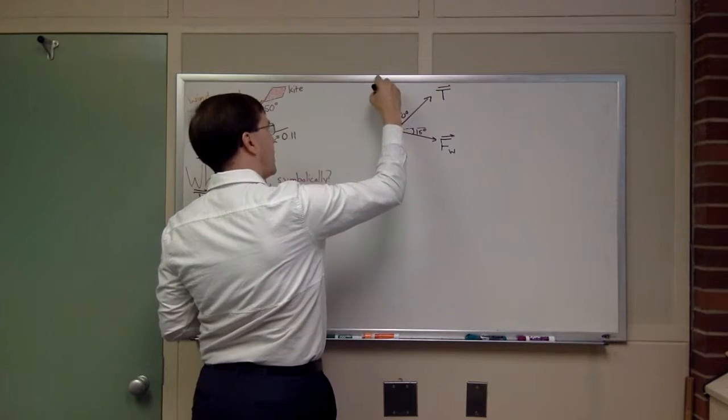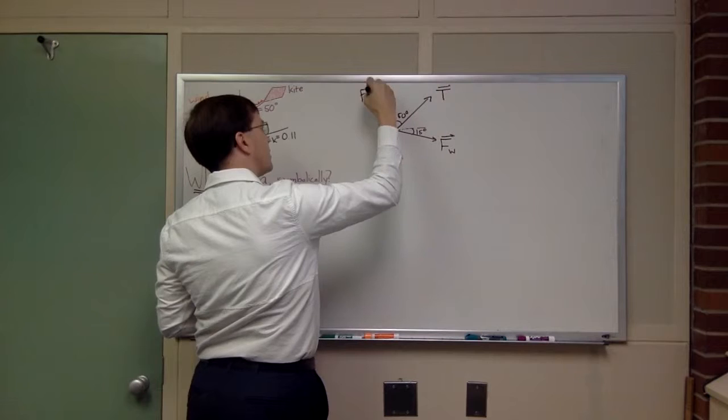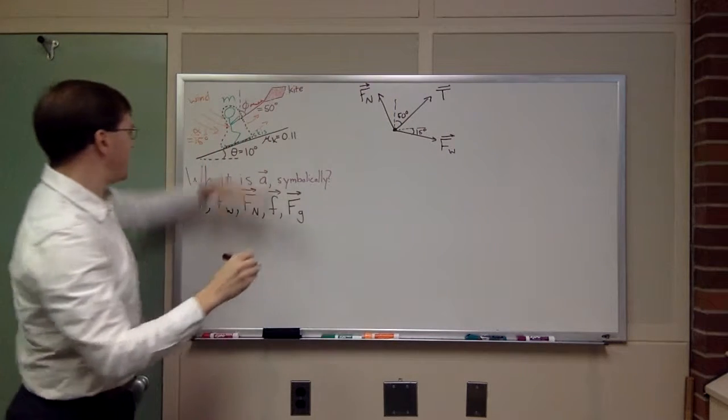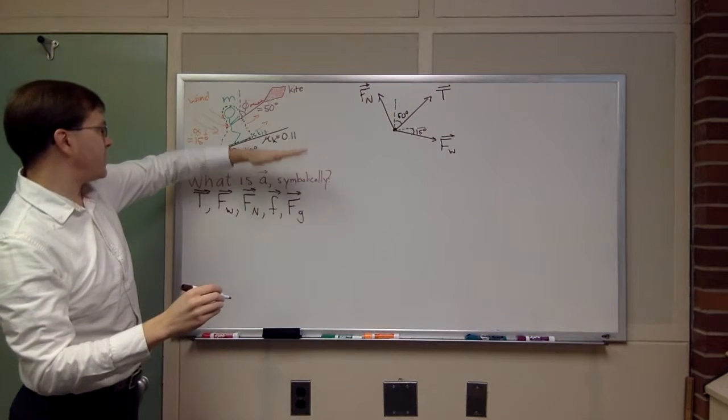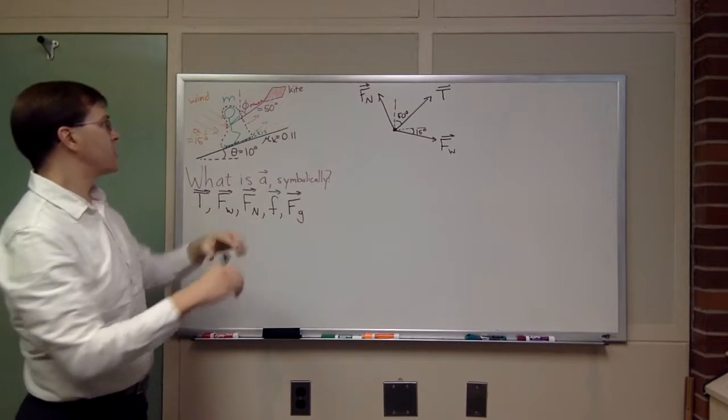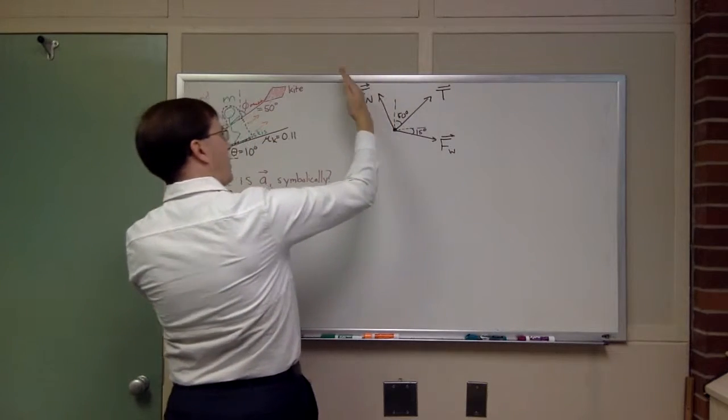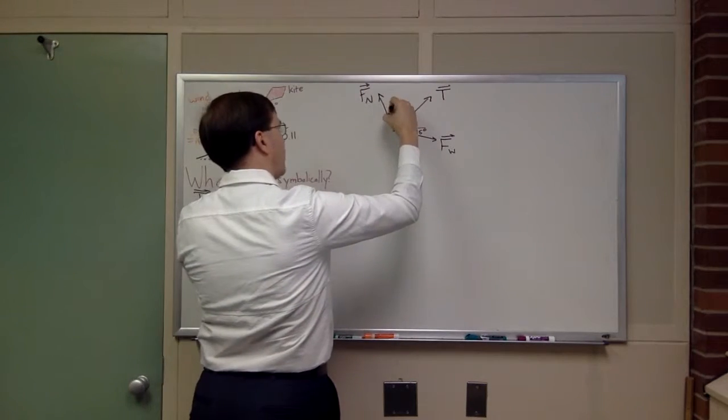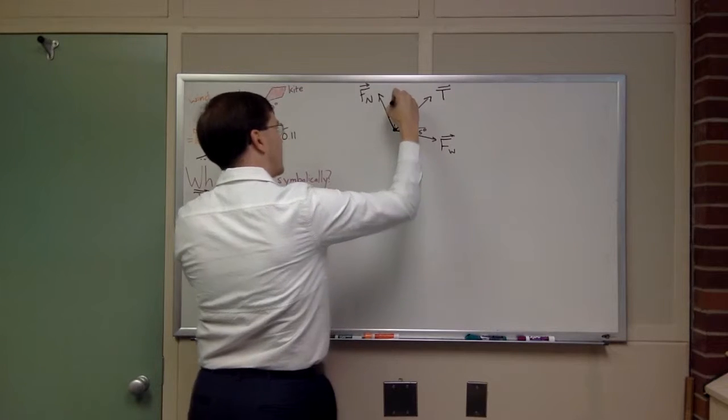So there's my normal force. And if you want to get that angle right, the surface is tipped up by 10 degrees from horizontal here, so the normal force must be tipped over by 10 degrees from horizontal there. So this is 10 degrees.